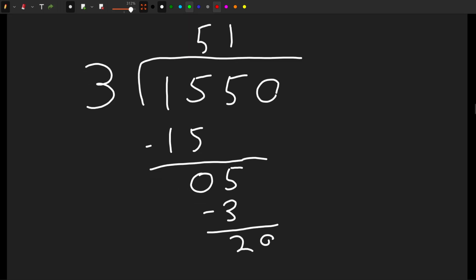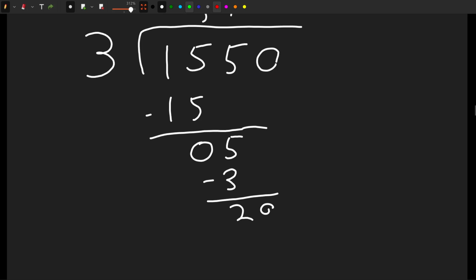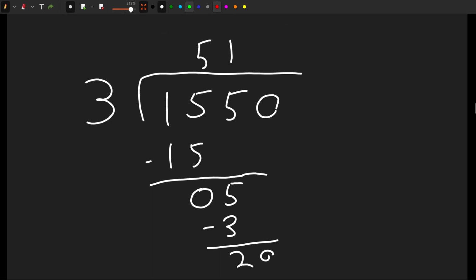Actually, sorry, 5 minus 3 is 2. Carry down the 0. Now it's 20. Thinking ahead of myself. Now we are left with 20 again. We encountered this issue in our very first problem. 3 goes into 20 6 times. And we get 18.